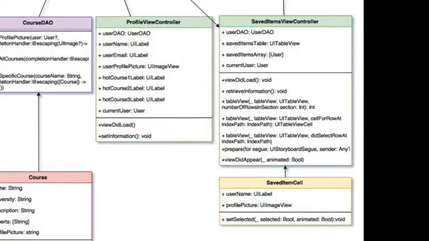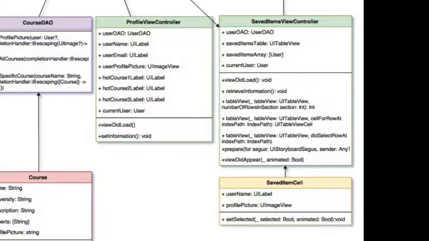The saved items view controller is similar to the other table views, has the standard table view methods, but it uses an array, a saved items array of type user, which is populated using the saved items that have been stored in Firebase, and like the other table views, it has a custom cell.